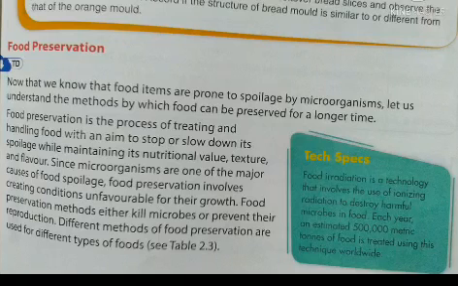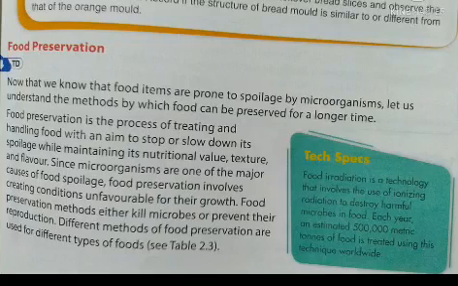Food preservation. Now that we know that food items are prone to spoilage by microorganisms, let us understand the methods by which foods can be preserved for a longer time. Food preservation is the process of treating and handling food with an aim to stop or slow down its spoilage while maintaining its nutritional value, texture, and flavor. Since microorganisms are one of the major causes of food spoilage, food preservation involves creating conditions unfavorable for their growth. Food preservation methods either kill the microbes or prevent their reproduction.